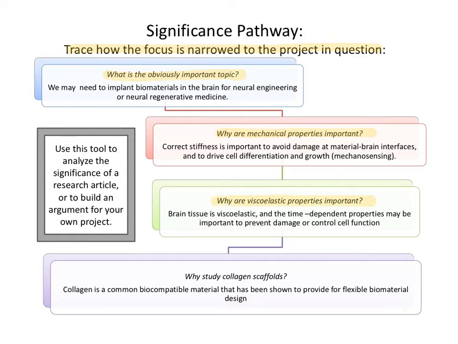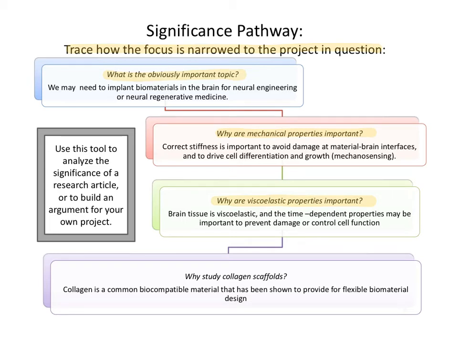So we might next ask, okay, that's why the stiffness is important, but why are the viscoelastic properties important? The paper does not do a great job explaining this. In fact, they say a lot of this hasn't been studied, and so this is where the significance may be in question. But they are clear that brain tissue is viscoelastic, and so if the time-dependent properties are important to prevent damage or control cell function, you would need to match not just the elastic properties, but the viscoelastic properties. And even if you were only matching elastic, do you match the short-term or the long-term elasticity?